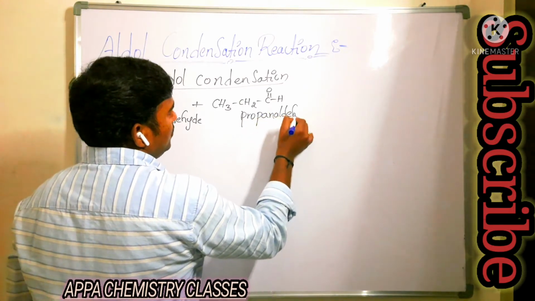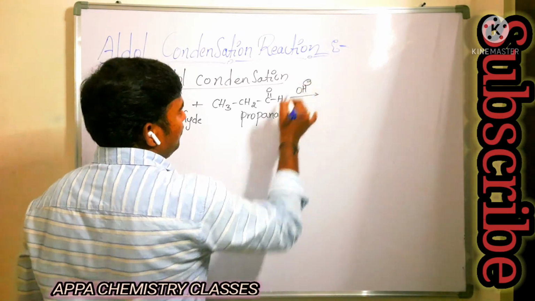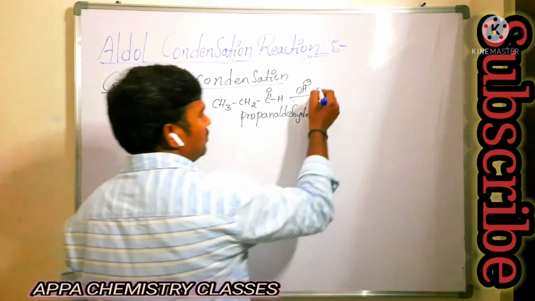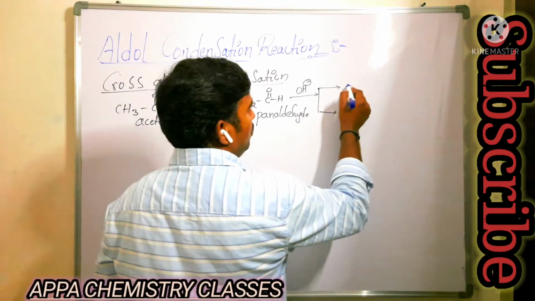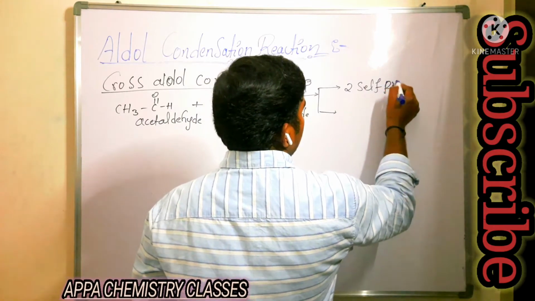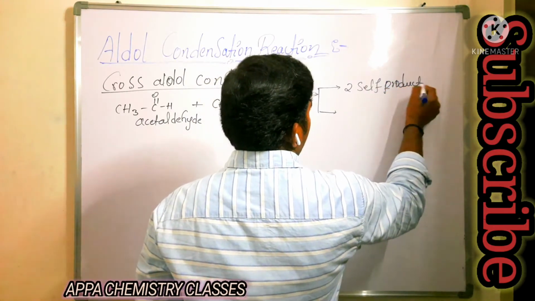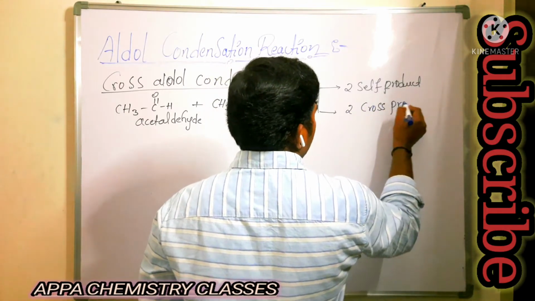Propanaldehyde. So acetaldehyde and propanaldehyde, when they react with a dilute base, then what happens? We are going to get a total of 4 products. Out of 4 products, 2 will be self products and 2 will be cross products.